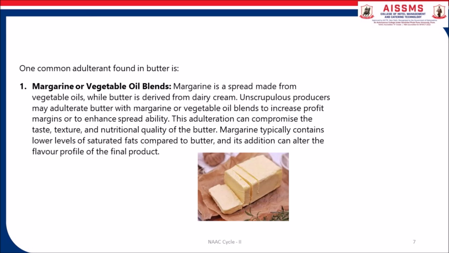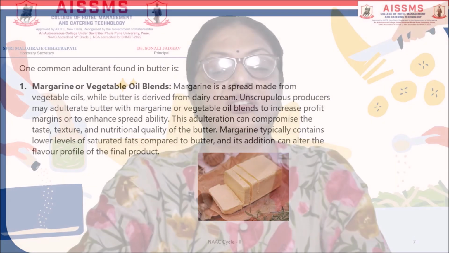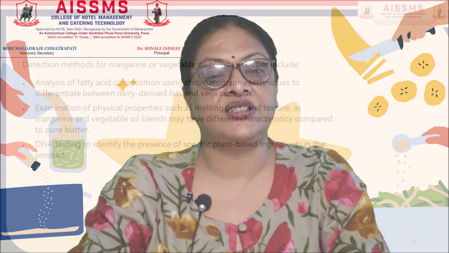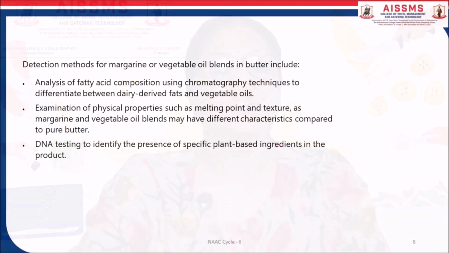Margarine typically contains lower levels of saturated fats compared to butter, and its addition can alter the flavor profile of the final product. The detection method for margarine or vegetable oil can include analysis of fatty acid composition using chromatographic techniques to differentiate between dairy-derived fats and vegetable oil.